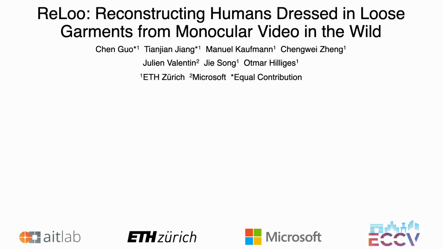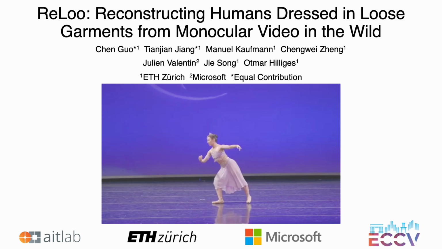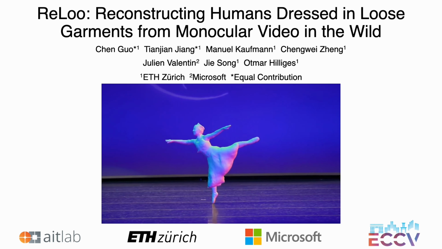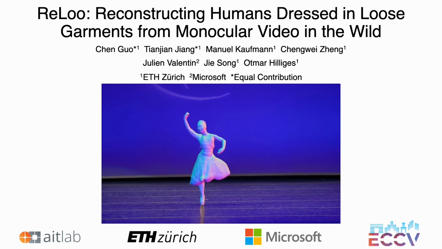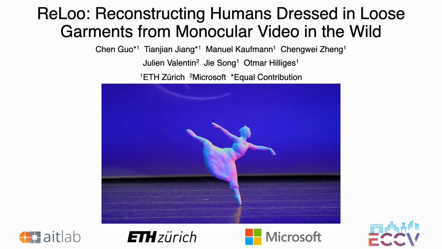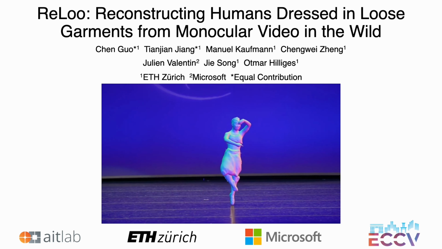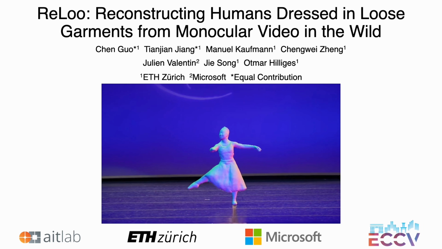We present ReLoo, a method to reconstruct 3D humans dressed in loose garments from monocular video in the wild. Given a monocular RGB video, we reconstruct the detailed 3D surface geometry and appearance of clothed humans who are dressed in loose outfits.